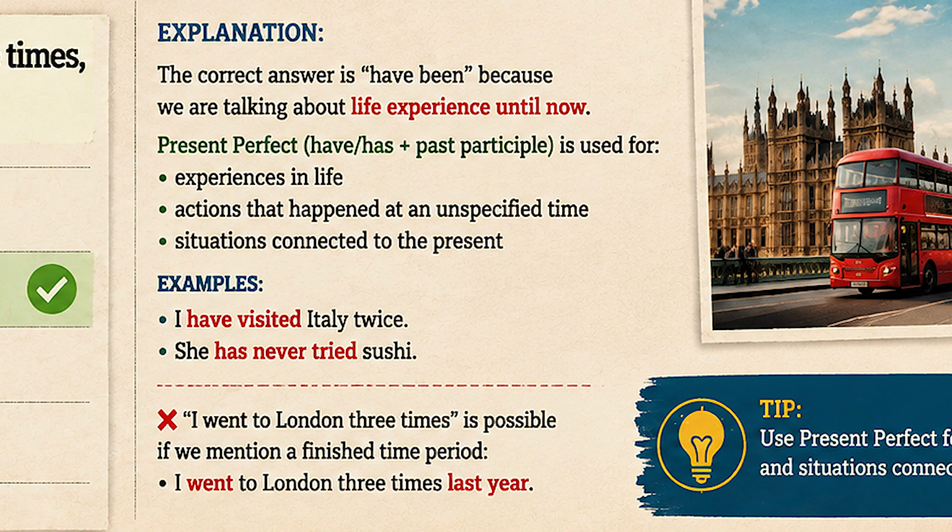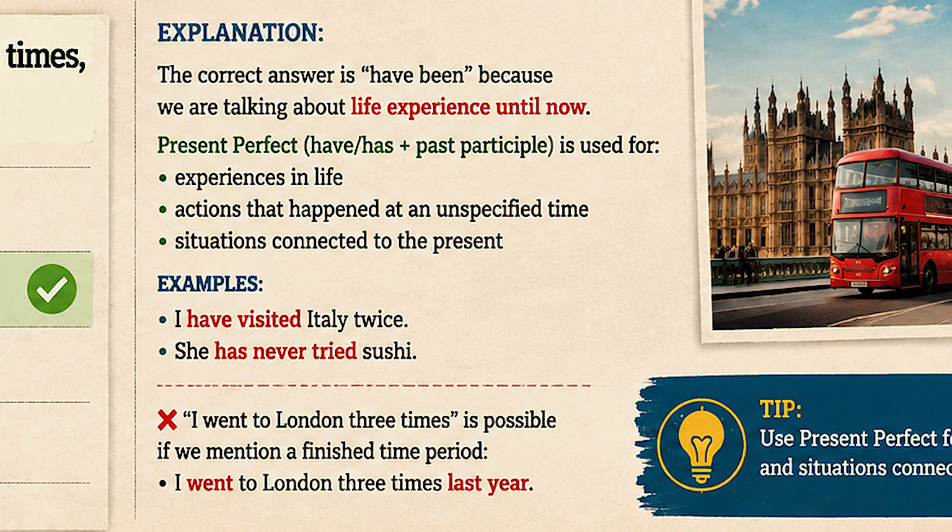Let's talk about common mistakes as well. Many learners choose I went to London 3 times. Many learners choose past simple. But this sentence needs more information. We can use past simple when we talk about a finished time period. When you use past simple, you must mention the time or the exact date as well.